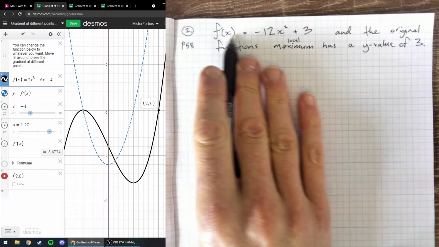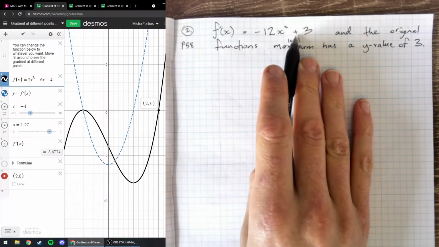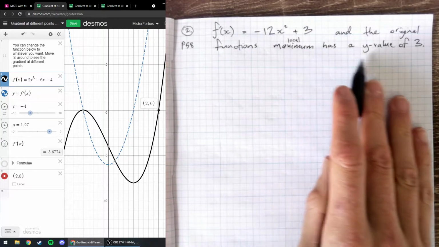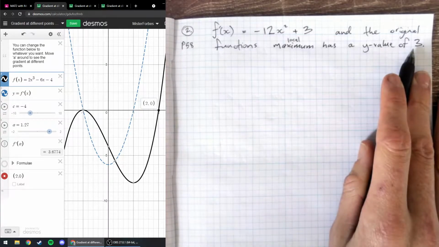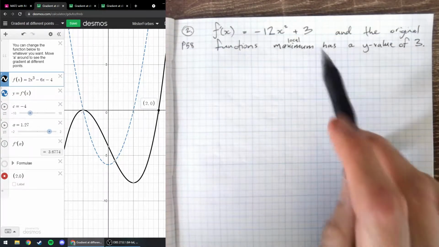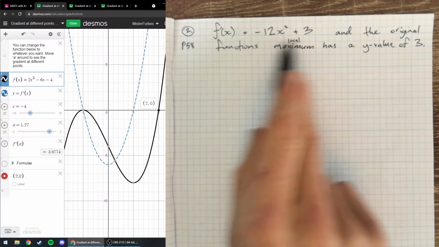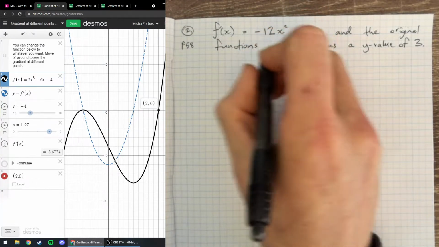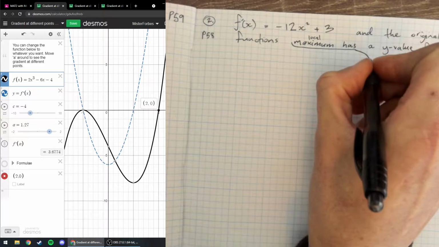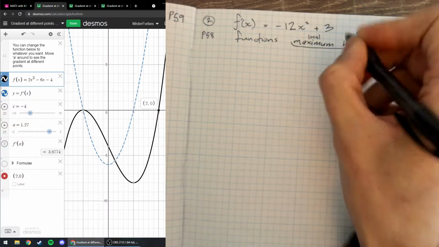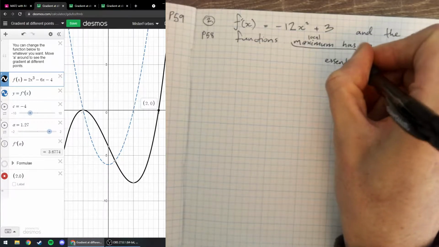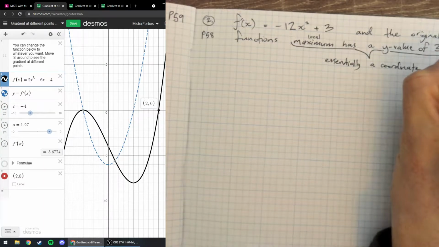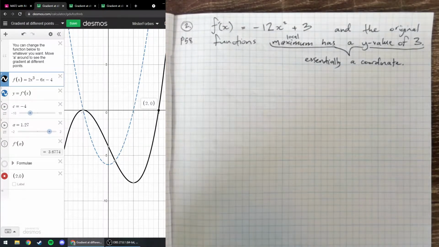If f dash of x equals -12x squared plus 3, and the original function's local maximum has a y value of 3. Now this is all on page 58. So what we know is that this is the derivative, and the original function's local maximum has a y value of 3. This here is essentially giving us a coordinate. The problem is it's going to require some problem solving. So let's have a look at how we could do that.